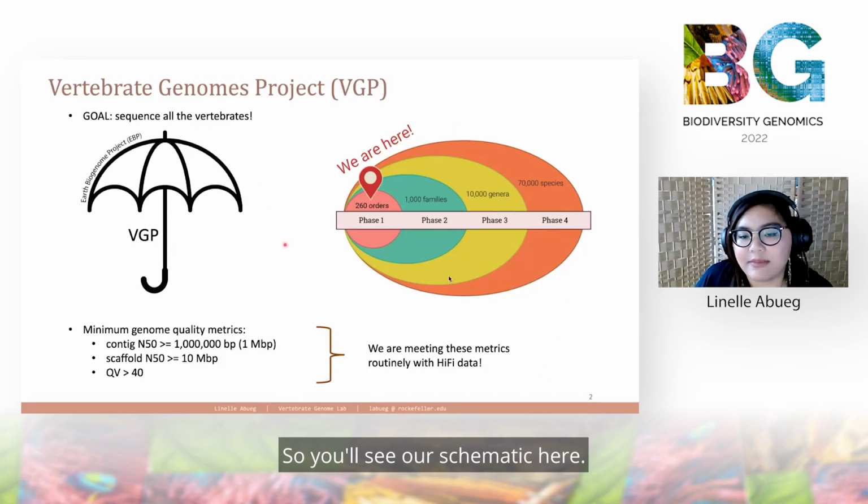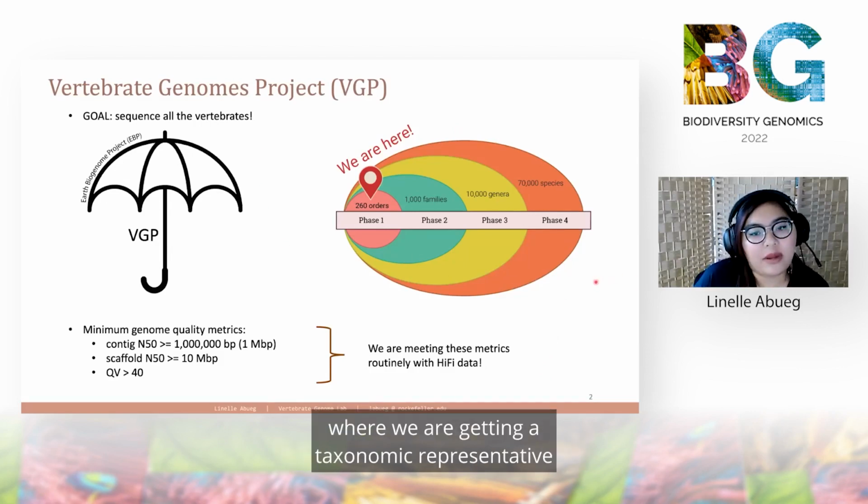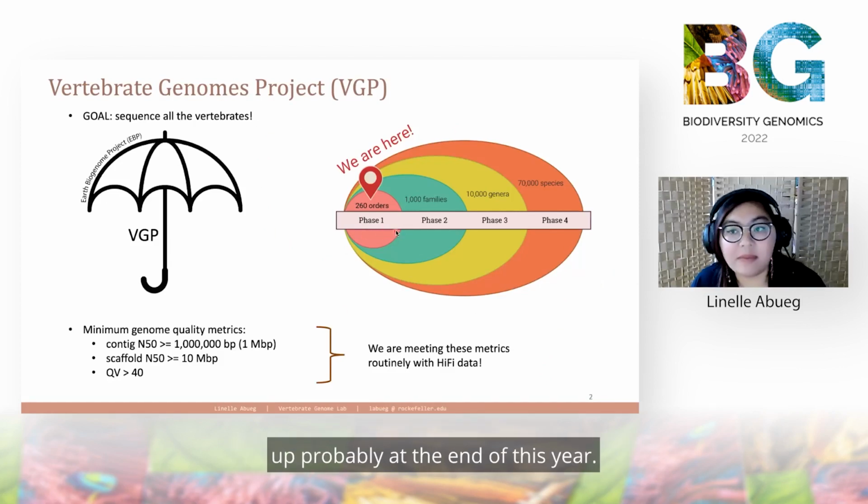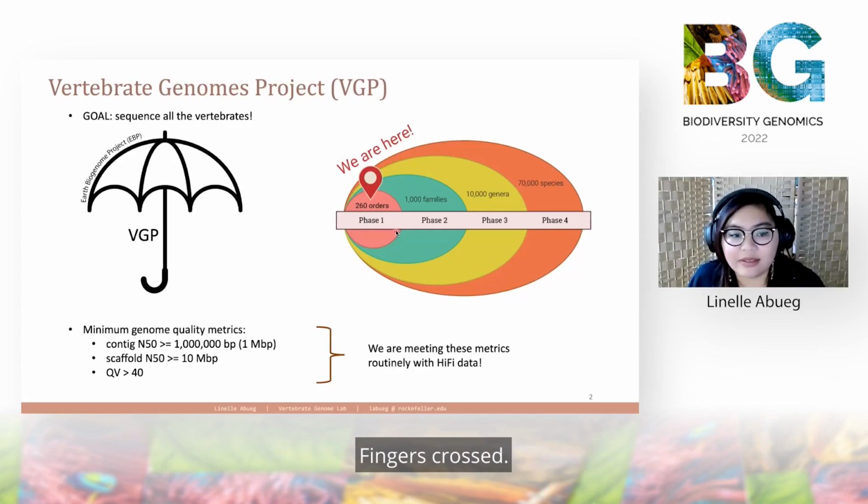So you'll see our schematic here. We are currently in phase 1, where we are getting a taxonomic representative from every order. And we aim to wrap this up probably at the end of this year, fingers crossed.